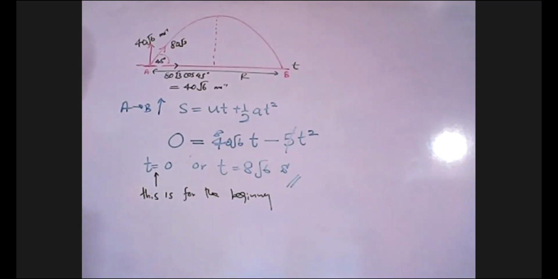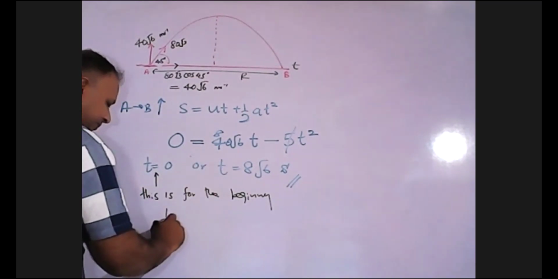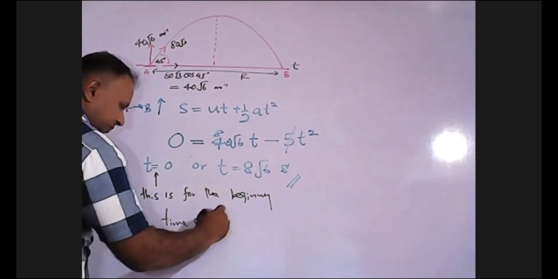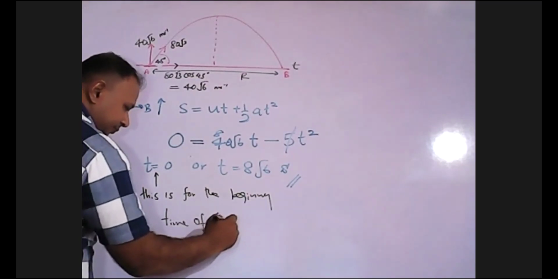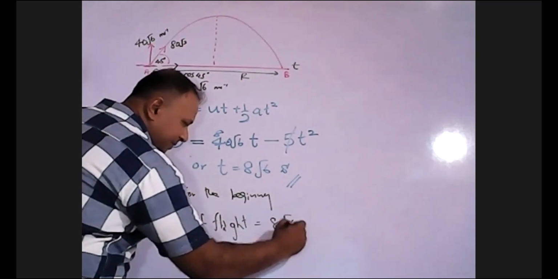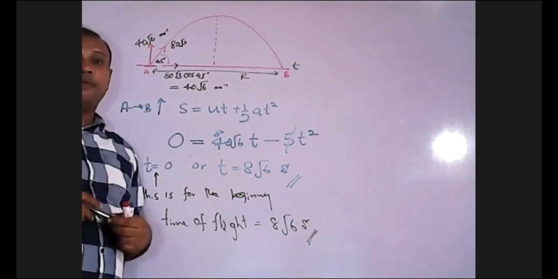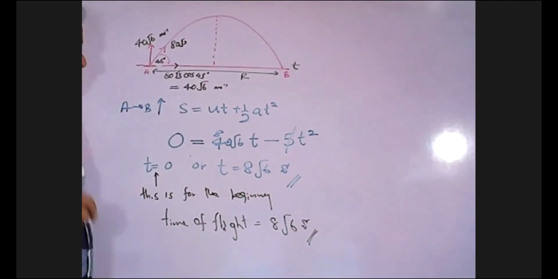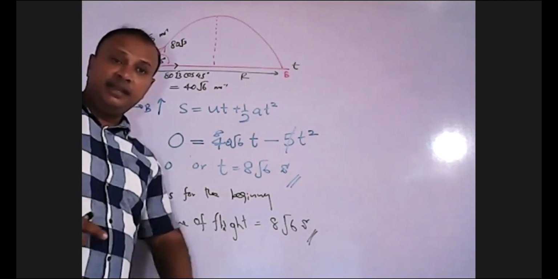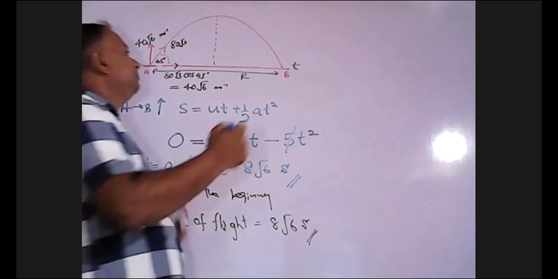At the beginning, t equals 0. Therefore, the time of flight is equal to 8 times root 6 seconds. Now you know the time of flight, that is 8 times root 6 seconds. Then you can find the range.